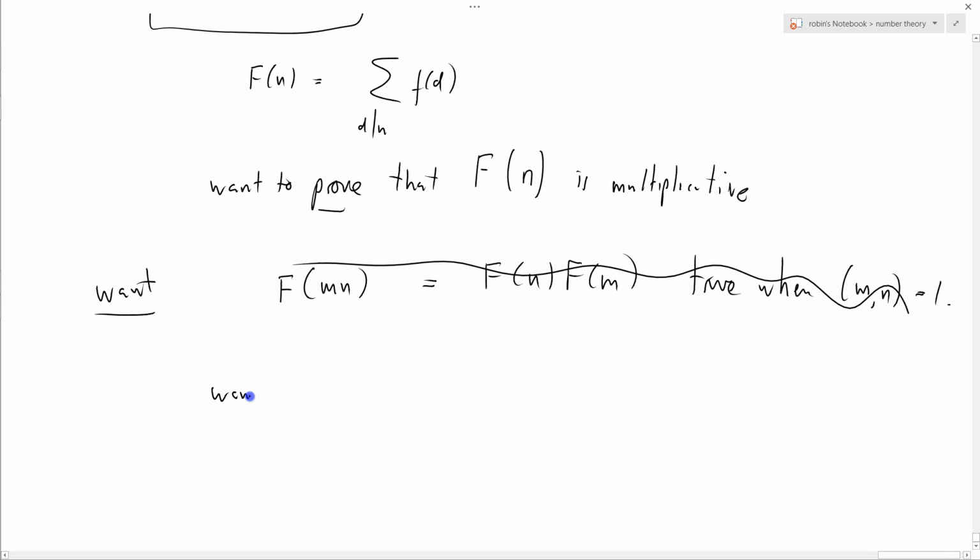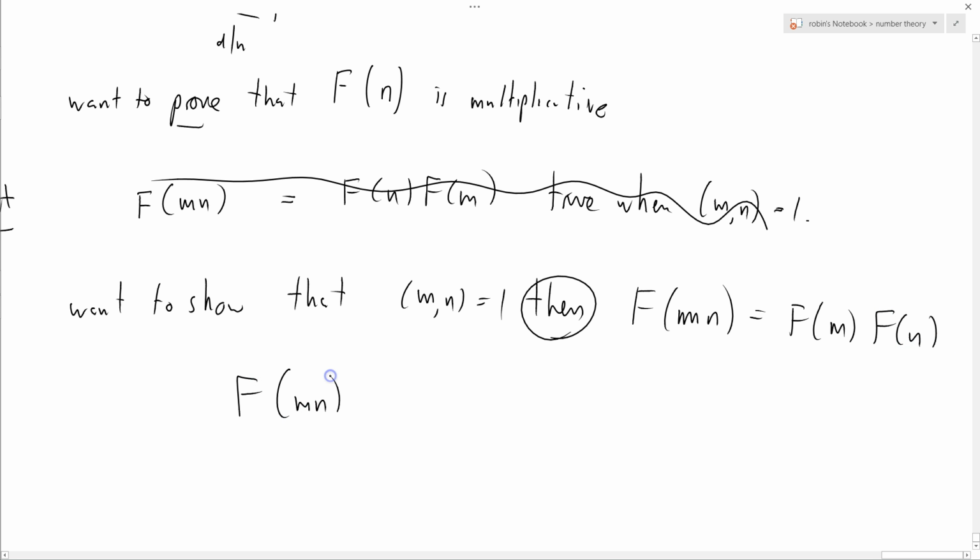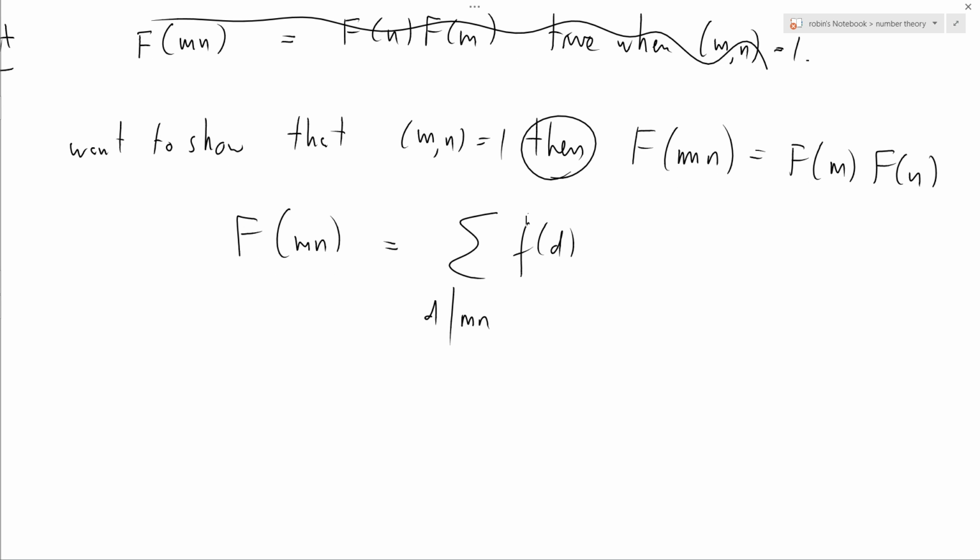So I want to show that if gcd of m and n equals 1, if they're co-prime, then capital F of mn equals capital F of m, capital F of n. Okay, well, let's just have a look at it. Let's have a look at F of mn. This is capital F, and that equals, by definition, the sum over d divides mn of little f of d. By definition, this is the relationship between the lowercase f and the uppercase F here. All right, well, let's have a look at that then.